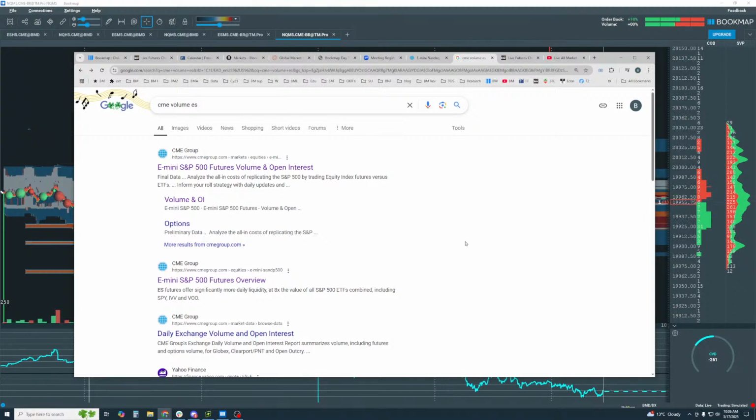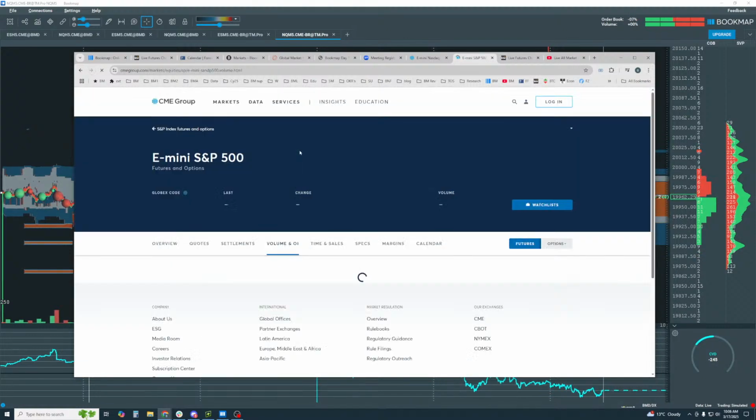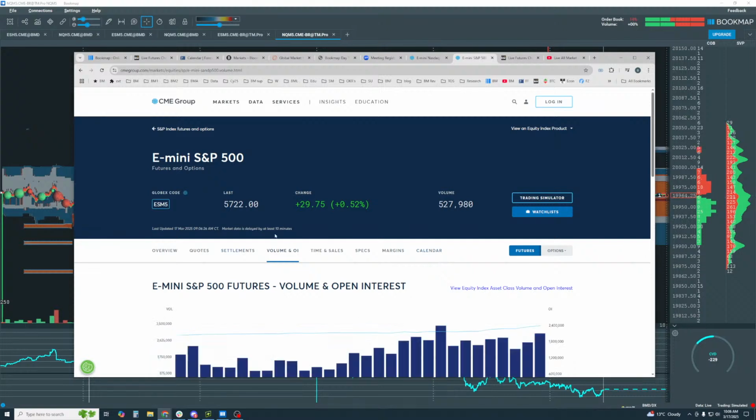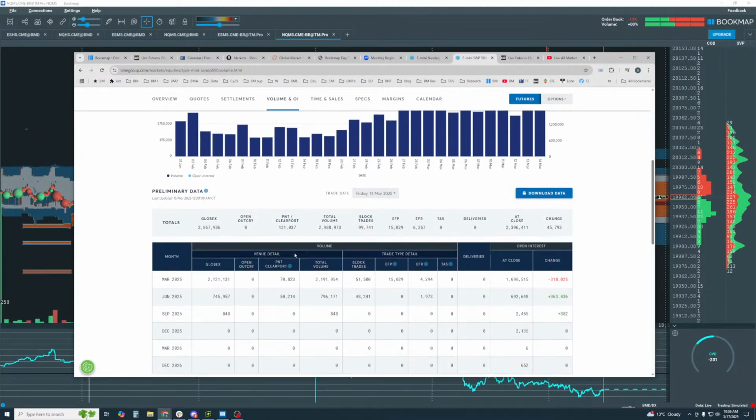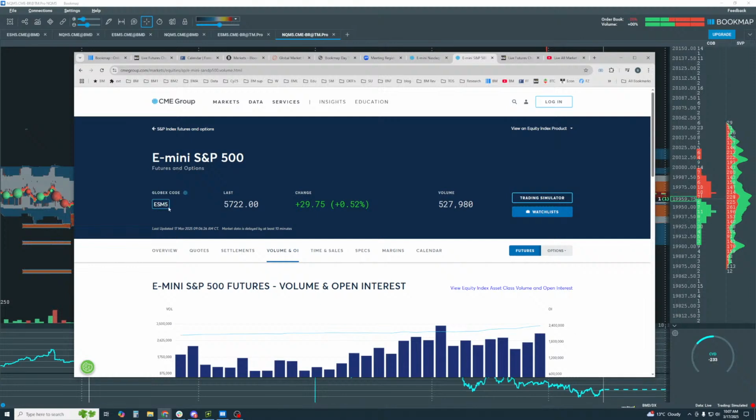Anyway, I just do a quick search in Google, CME volume ES, and that leads me to the tab from the CME for the volume and open interest. That's what I want. Now you can see the CME has already rolled. They're telling us that you should be looking at the ESM contract. M stands for June, if you didn't know.